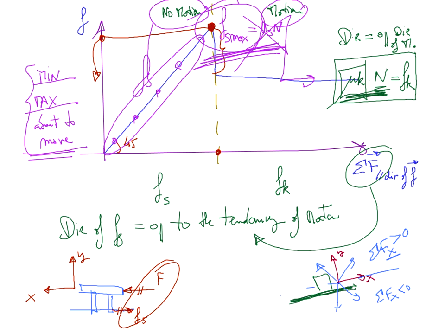But now the next question you ask yourself is, is Fs taking its maximum value or not? And for you to answer this, look for keywords. If you see the keyword min, max, or about to move associated with anything, you know Fs takes its maximum value. Therefore, you can use μSN at least. But you still don't know its direction.